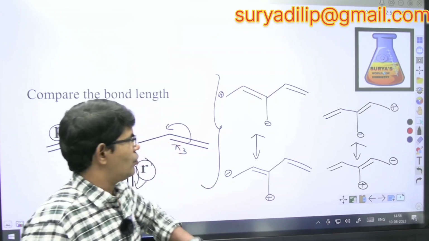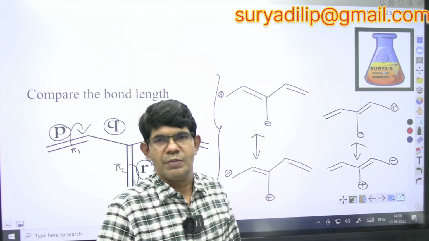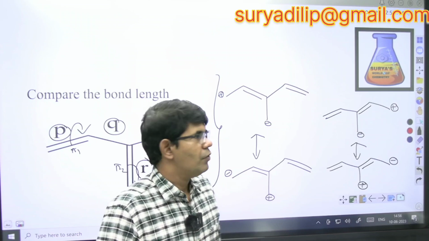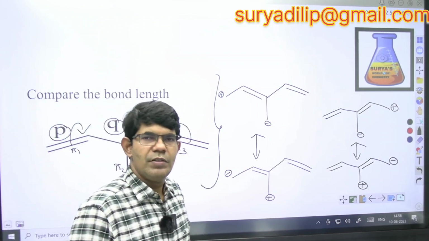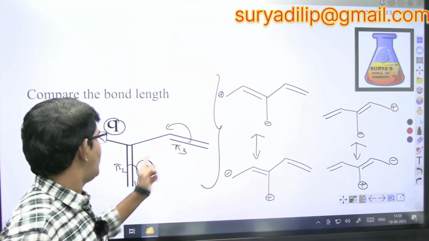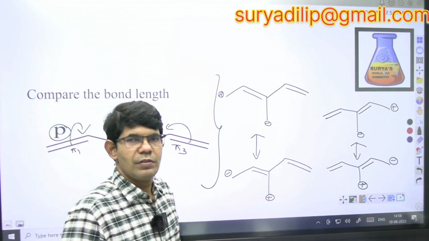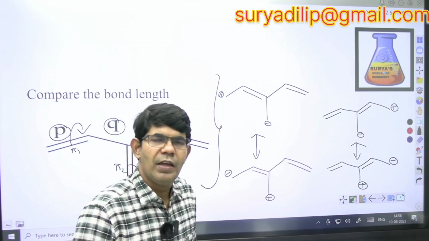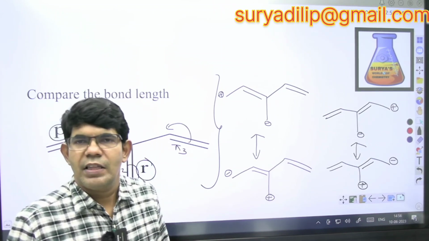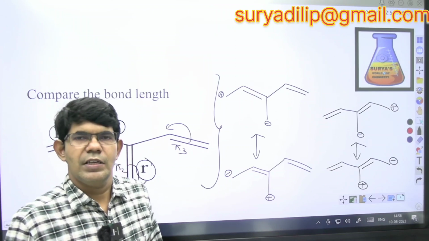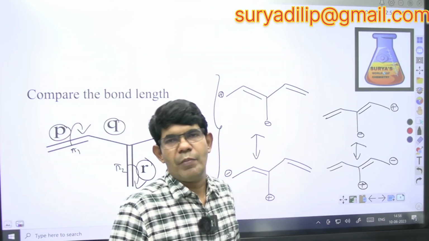Right? So I have drawn the possible resonating structures. One set is for when pi 1 and pi 2 are involved in resonance, and the other set is when pi 2 and pi 3 are involved in resonance. But if you understand the basic rules to compare the stability of resonating structures, it is always the neutral one that will have major contribution.